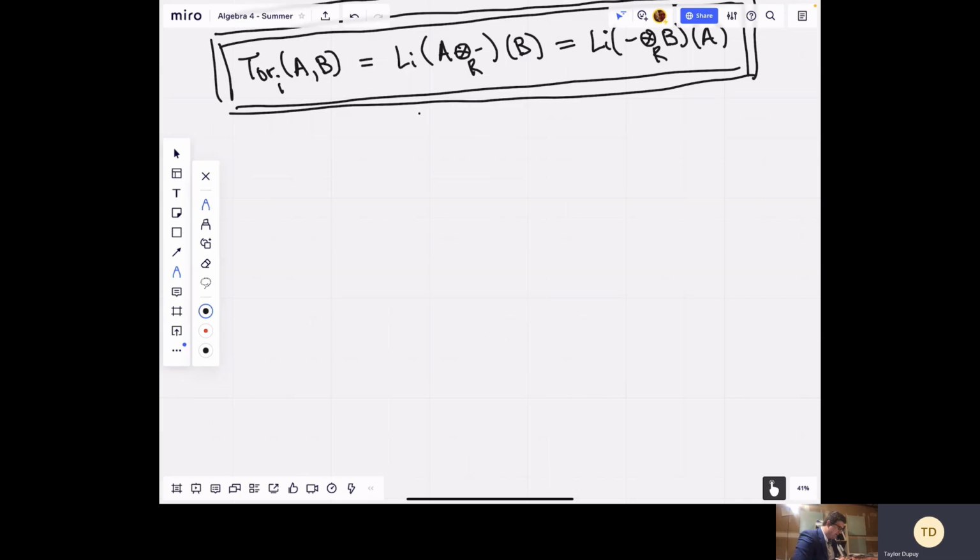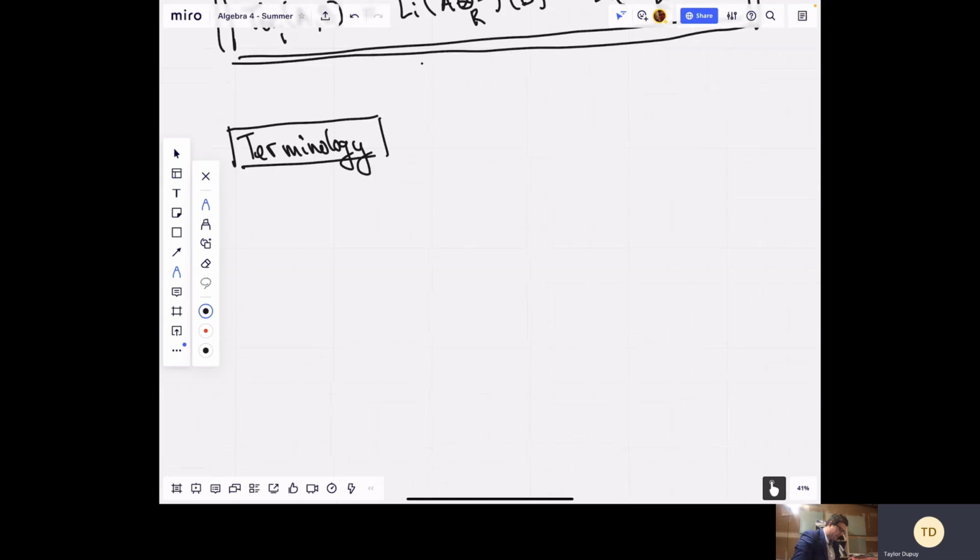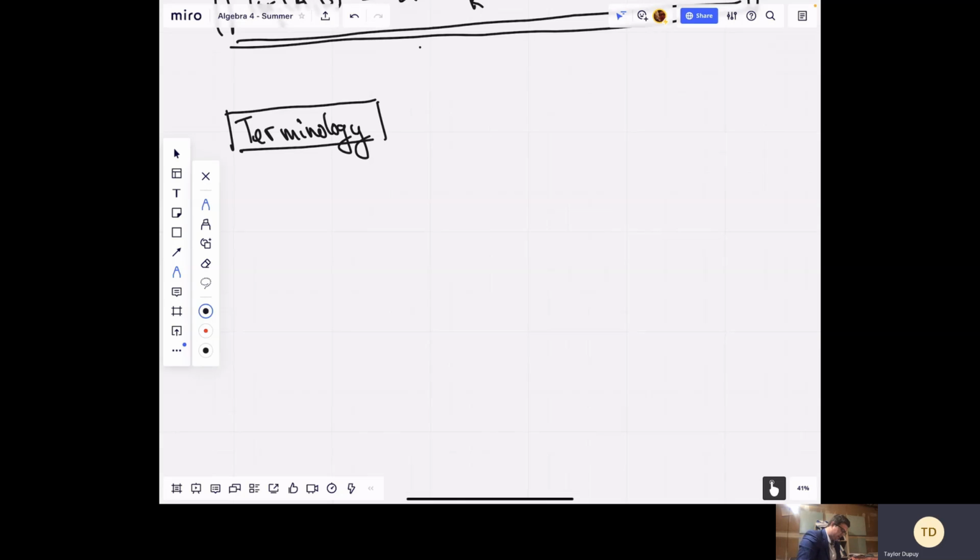Okay, and so I need to introduce some kind of terminology here. I didn't know a good place to put this. And then after I set everything up, then I'm going to give the definitions. So let's give some definitions.